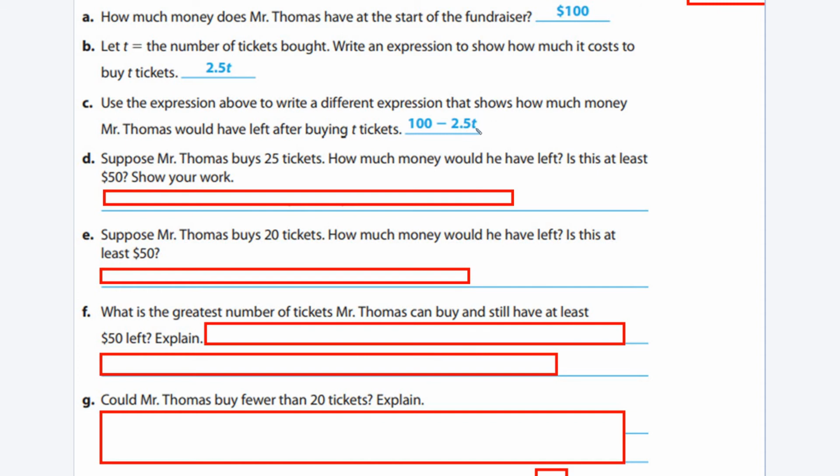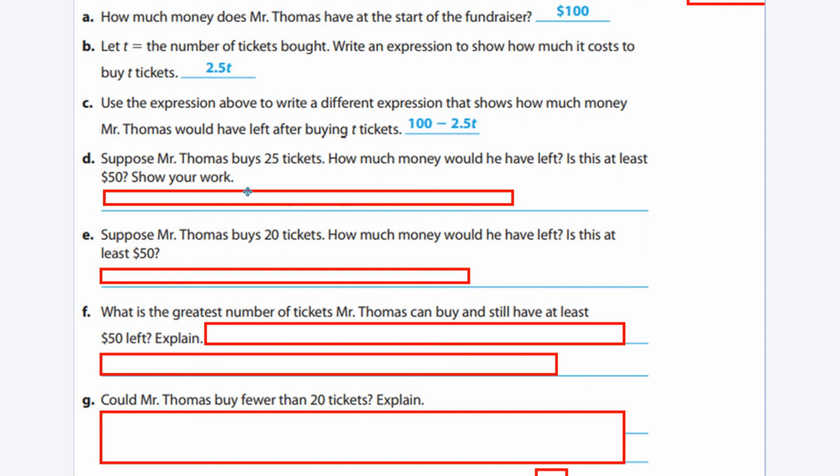So if you bought one ticket, think about that. That's $100 minus $2.50, because 1 times 2.50 is $2.50. If you bought 2 tickets, that means it would be $5. 2.5 times 2 is 5. Therefore, he would have $95 left.